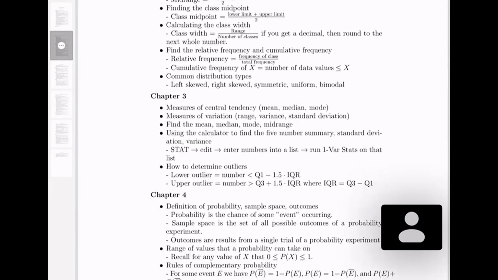And the cumulative frequency, so know what that means. It's the number of values accumulated up to some value. For instance, with frequency distributions, you could find the cumulative frequency up to some upper class limit by taking all of the data values less than or equal to that in the data set.